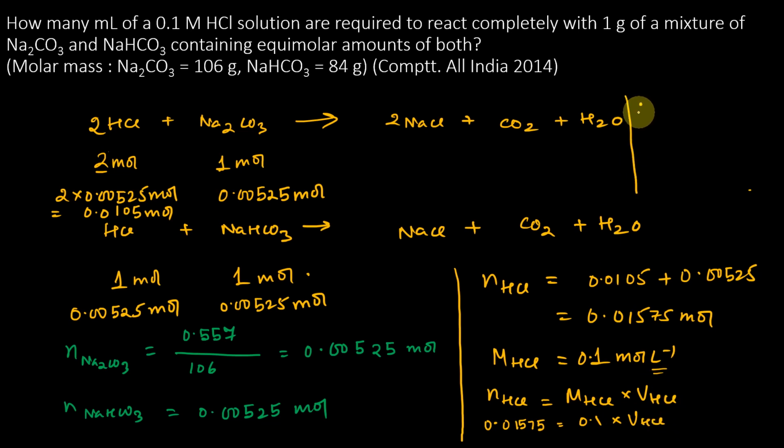उससे अपना क्या निकल जाएगा? We can easily find, therefore volume of HCl is equal to 0.1575 in terms of liter. So if you convert into milliliter, it is going to be 157.5 milliliter. All right, so with this question we end the DPP 005.